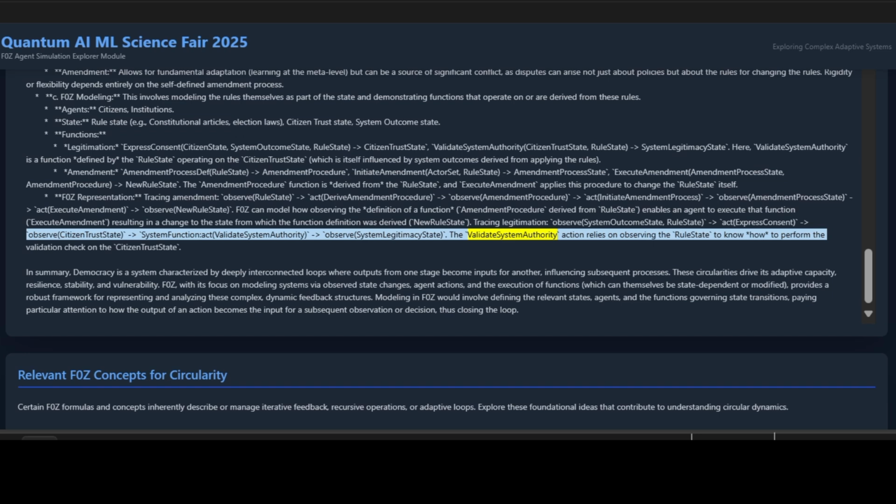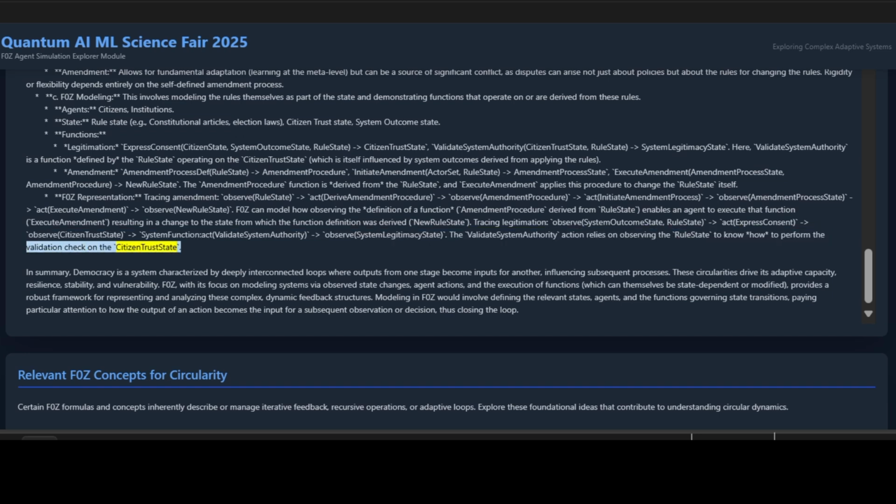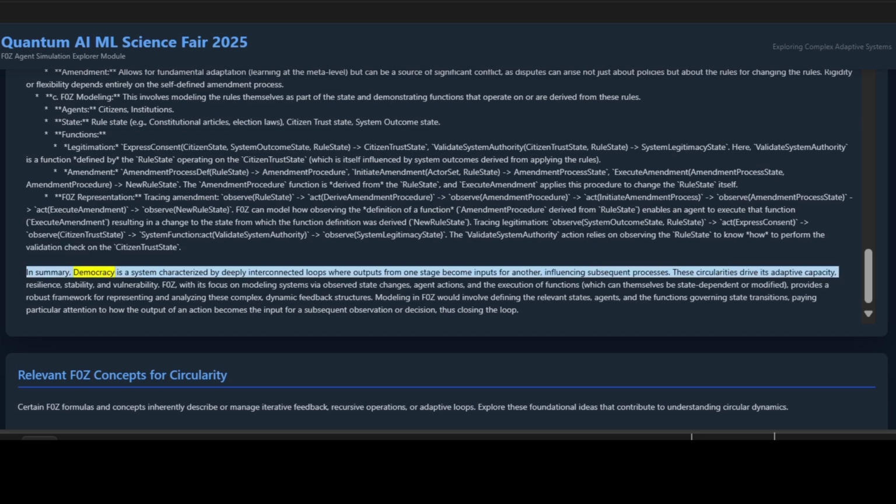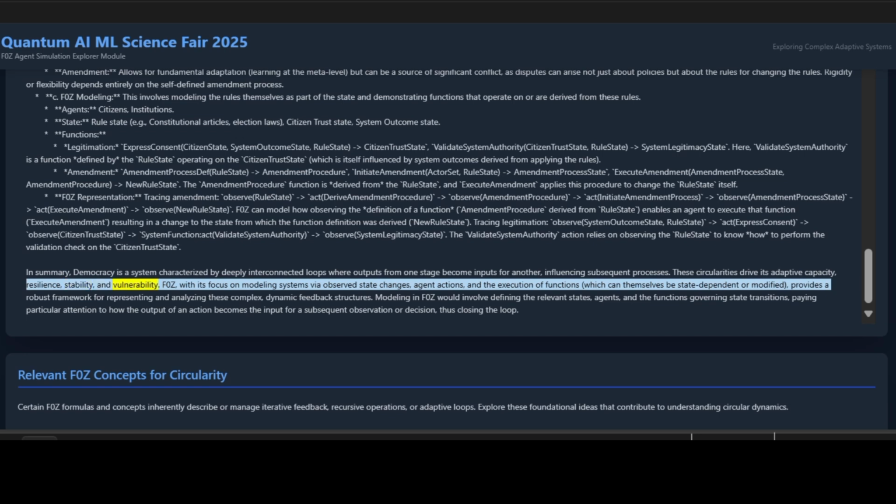The validate system authority action relies on observing the rule state to know how to perform the validation check on the citizen trust state. In summary, democracy is a system characterized by deeply interconnected loops where outputs from one stage become inputs for another, influencing subsequent processes. These circularities drive its adaptive capacity, resilience, stability, and vulnerability.